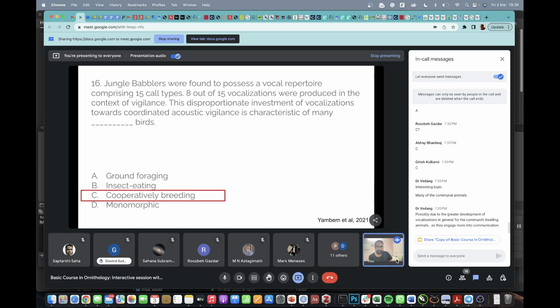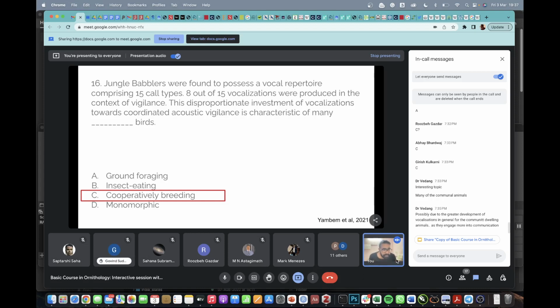So yeah, most of the cooperative breeders are also group living birds, and group living birds also have this kind of distribution of work. Some of them are sentinels, some of them never become sentinels. So that usually follows one on the other, and that's why they have a lot of investment on vocalization, particularly for vigilance. I hope that answers.